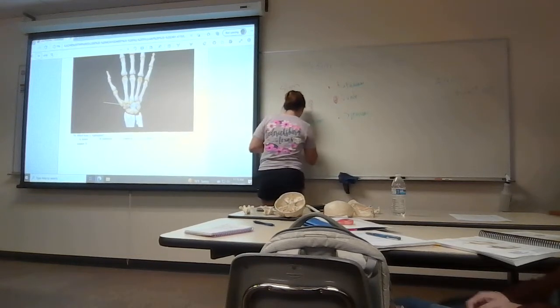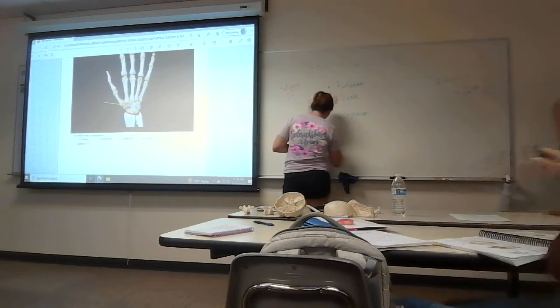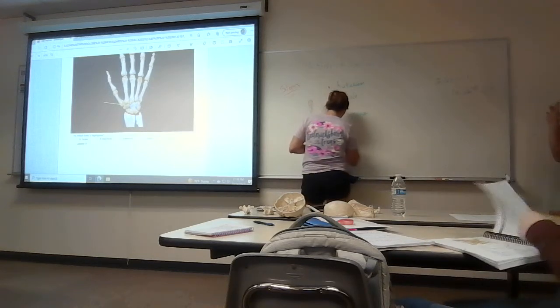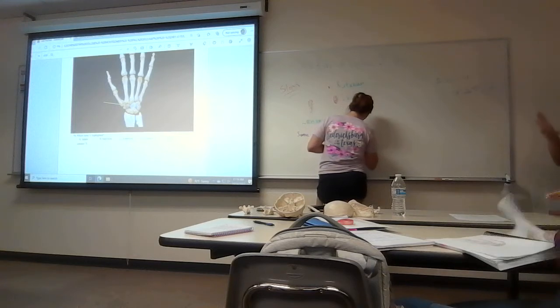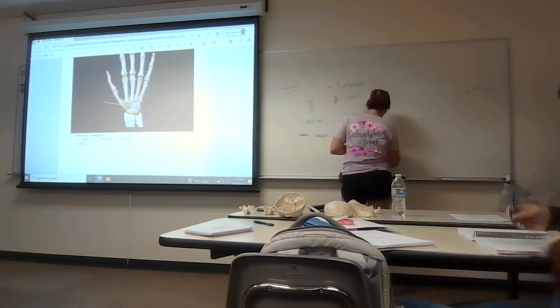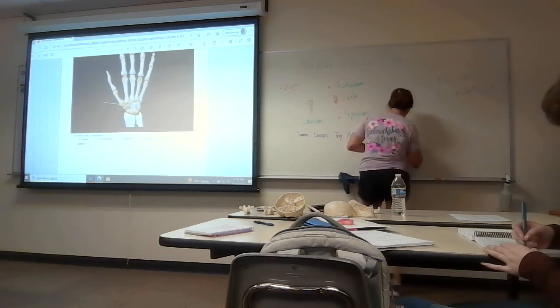It's the names. Some is scaphoid, lovers is lunate. Starting right here from your thumb side: scaphoid, lunate, triquetrum, pisiform, trapezium, trapezoid, capitate, hamate.